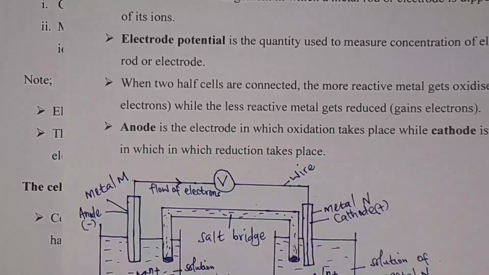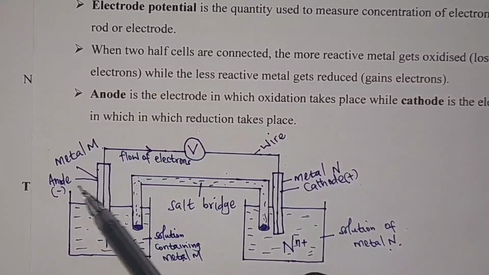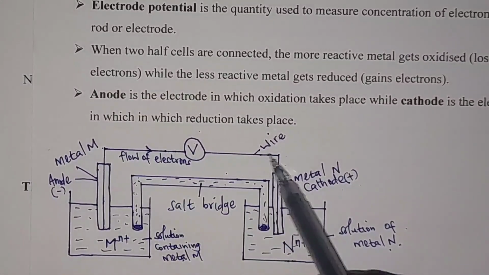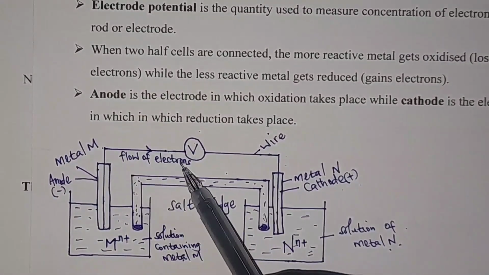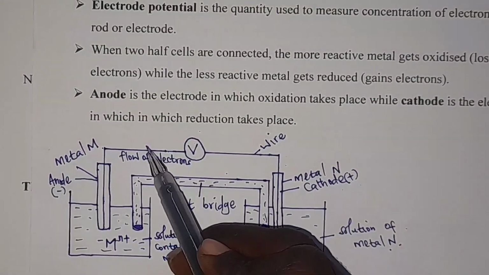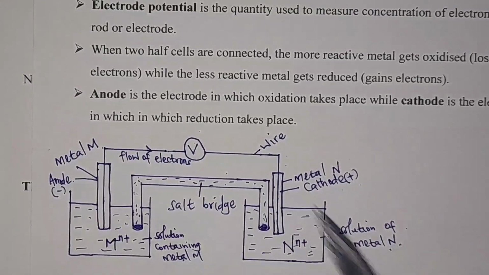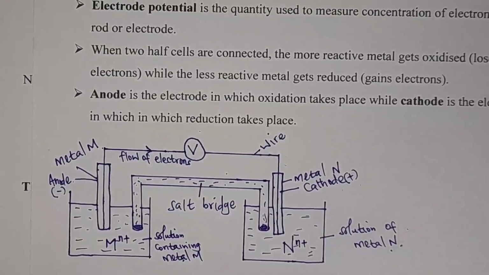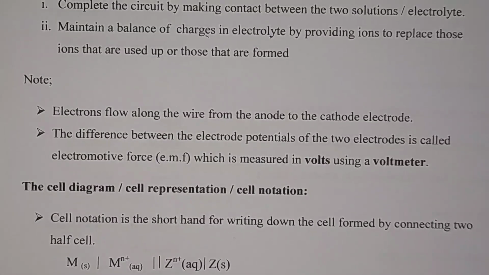So here we have the anode electrode, and we have the metallic wire here. That means the flow of electrons will be from the anode towards the cathode. So the arrow will be from the anode going towards the cathode. That is how electrons flow through the wire.